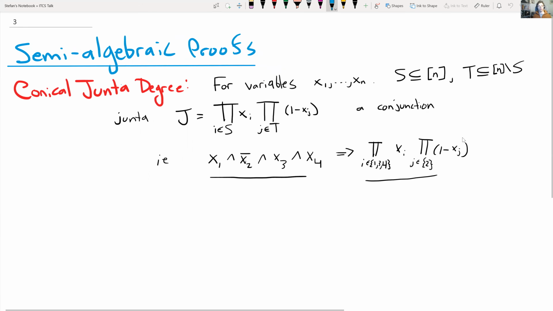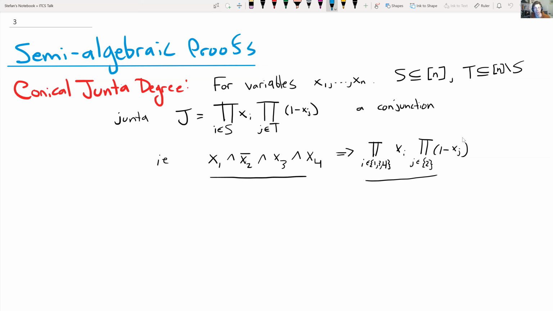So let's start off with our first semi-algebraic proof system, conical junta degree. And all we're going to be doing here is introducing a way to give a certificate that a polynomial is non-negative. So we'll work over variables x1 through xn, and let's take S a subset of the indices 1 through n, and T a subset of the complement. Then a junta is just going to be a product that represents a conjunction.